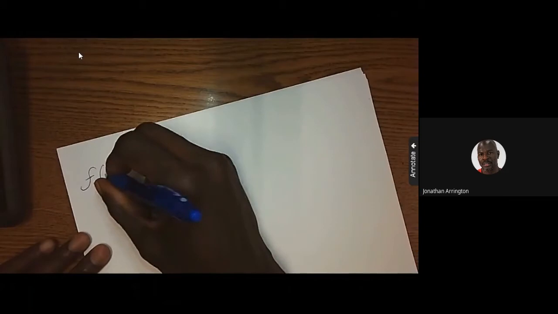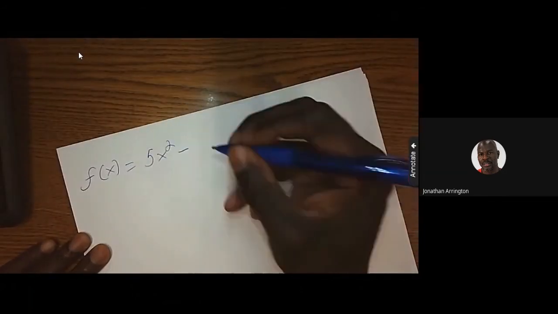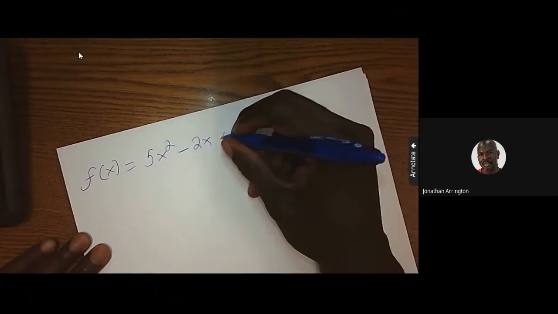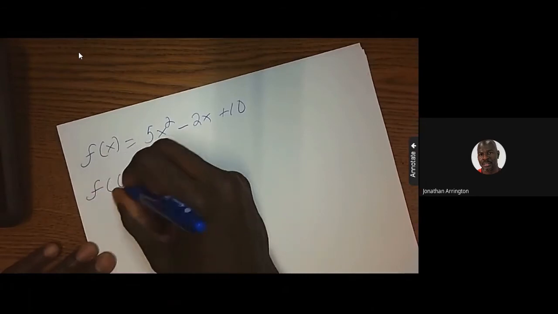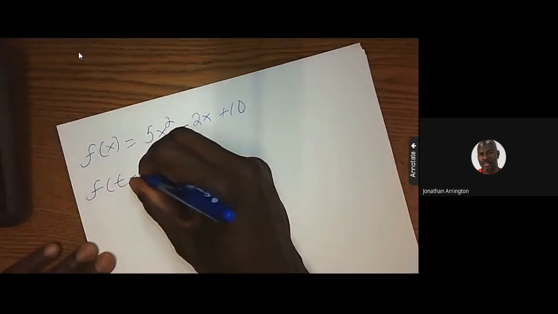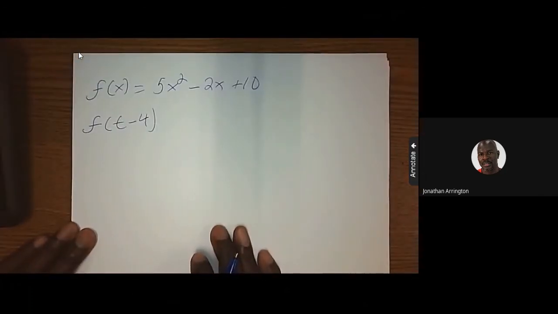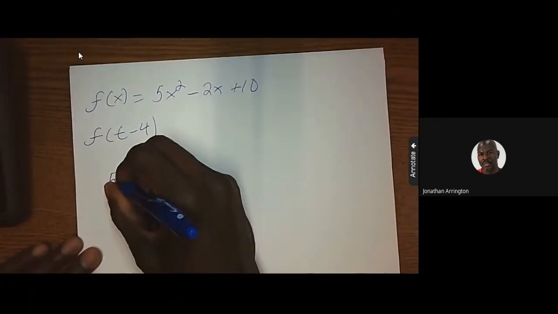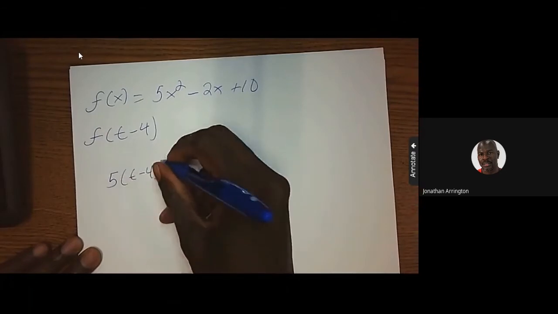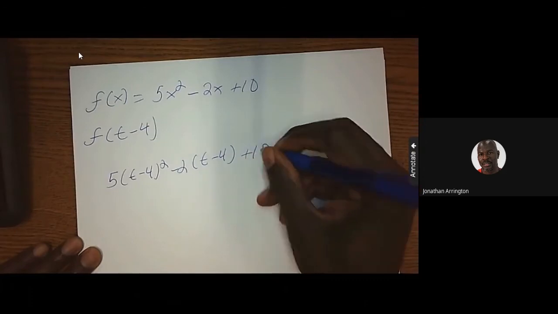Let's put a number in front of the x squared term in the original function this time. So let's say f of x is 5x squared, and let's put a minus sign in front of the x term, minus 2x plus 10. And let's find f of t minus 4. So you know the deal. Everywhere I see an x, I'm going to plug in t minus 4. So this is 5 times t minus 4 squared minus 2 times t minus 4 plus 10.